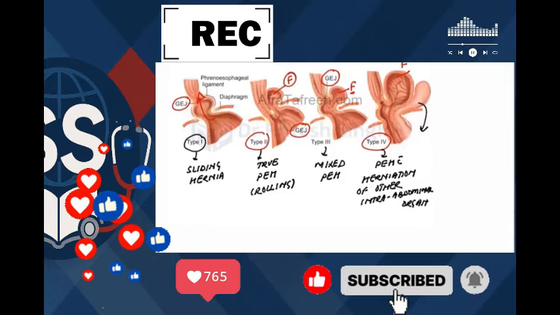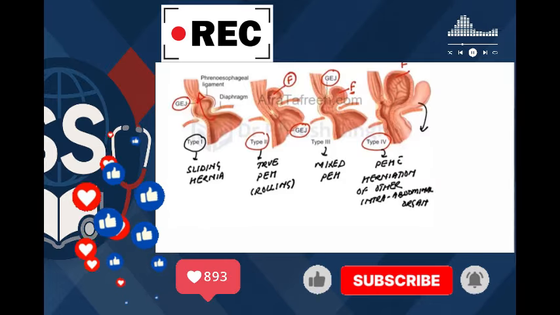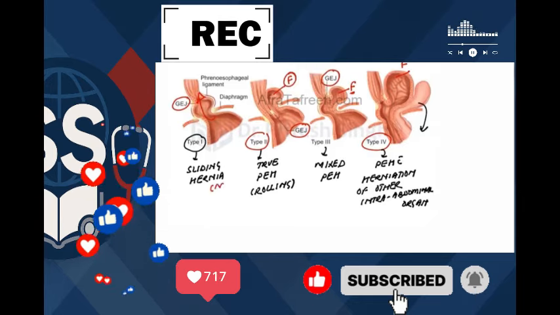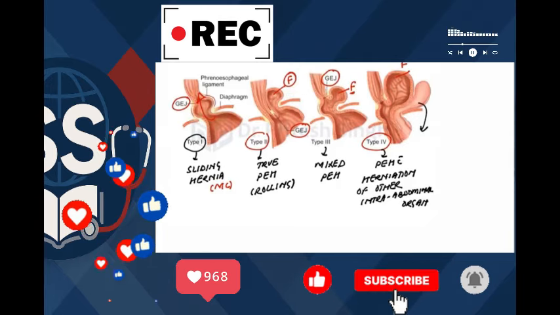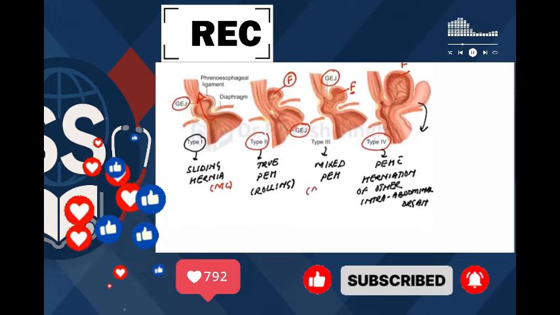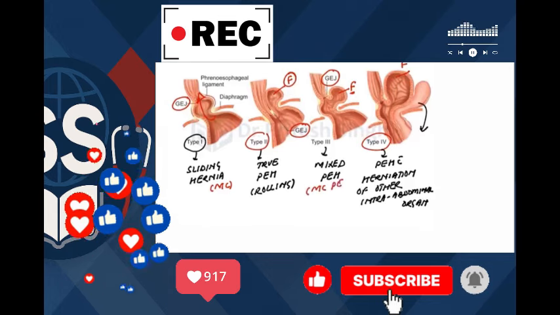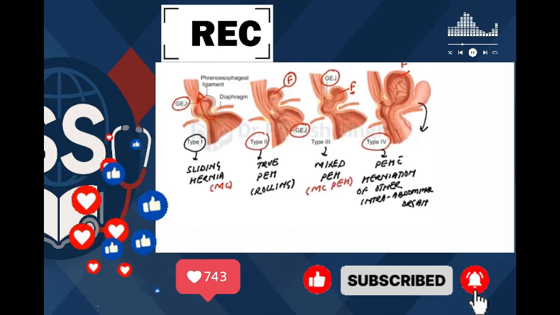Simple. After that, question is asked, what's the most common type? The most common type is sliding hernia. Second question, what's the most common type of paraesophageal hernia? The most common type of paraesophageal hernia is type 3.